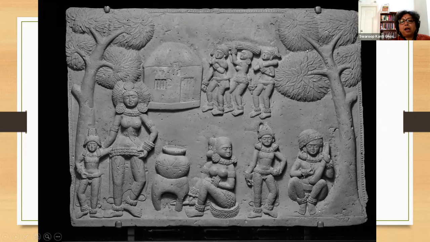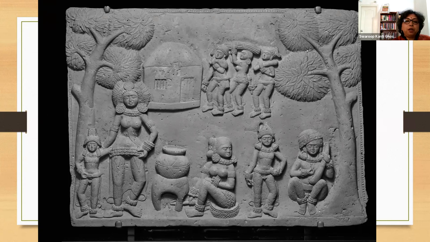Family is there. He's playing something. Here we can see the musical instrument. We have people, the harvesting season is there, people carrying the harvest to the house. So in this plaque, there is a depiction of an outdoor activity as well as of harvesting. But I don't know the provenance. It says that it's from Chandraketugarh, but I don't know its authenticity.